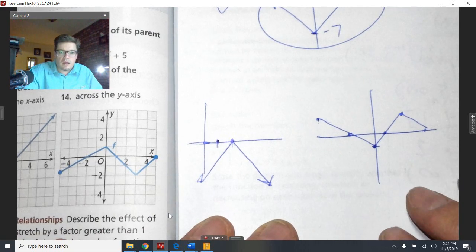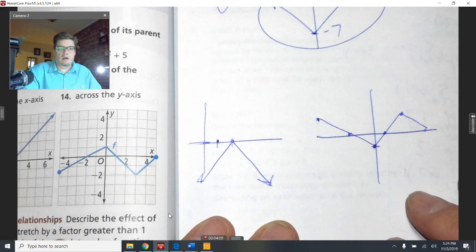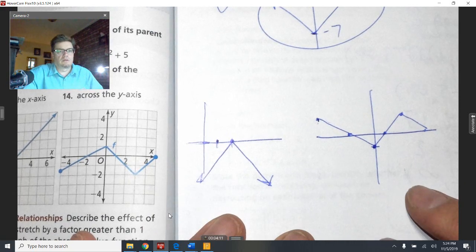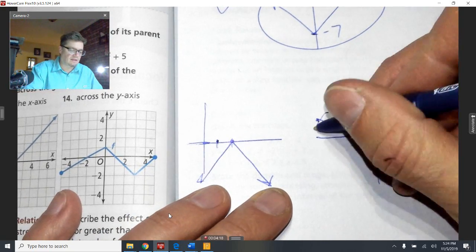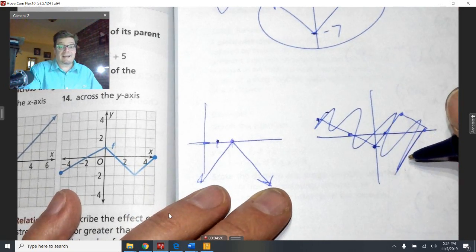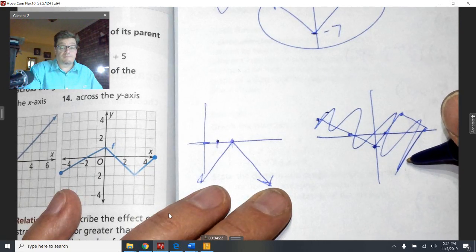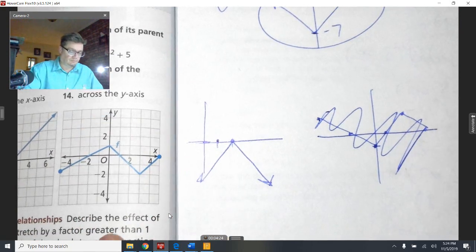Whoa, whoa, whoa. Oh my gosh. Wait a second. Oh, no. I just reflected on the x-axis. I cannot start this video over. I'm not going to do that. So, time out.